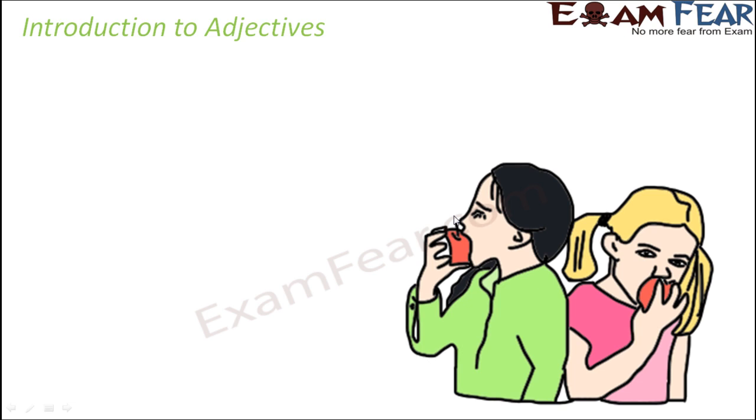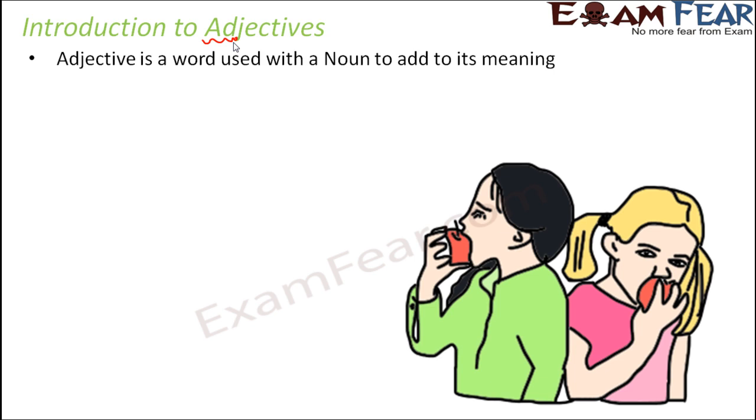So let's first introduce adjective. What is an adjective? So just focus on its name, add. The first part of the name is add. That means it adds meaning to something else. So that's how you need to remember what is adjective. Adjective is adding something. What does it add? It adds meaning. Adds meaning to what? It adds more meaning to a noun. So adjective is a word used with a noun to add to its meaning.